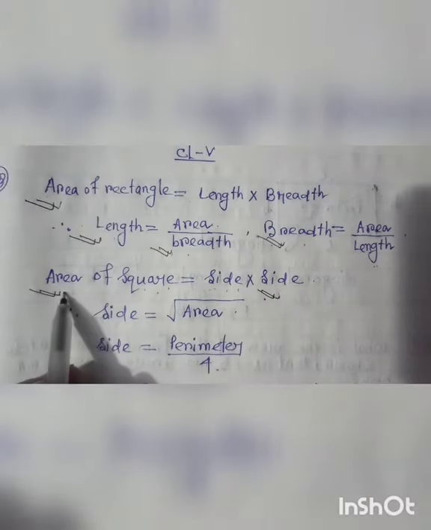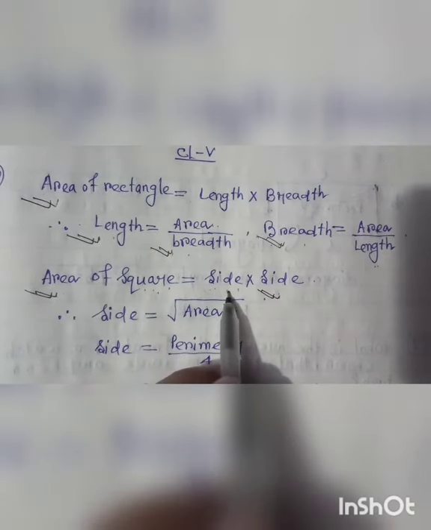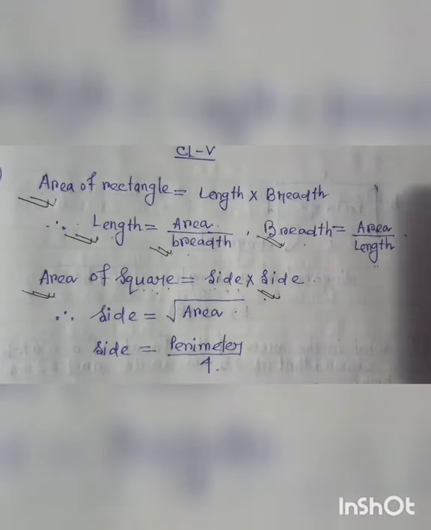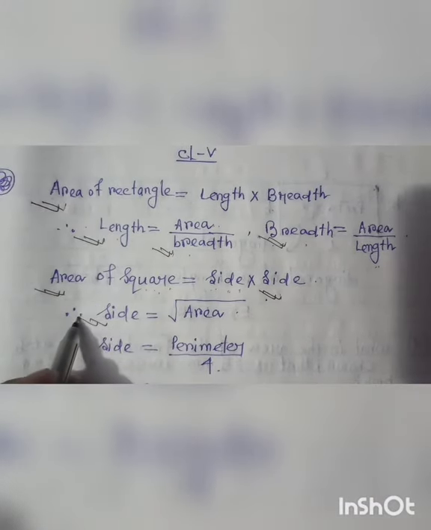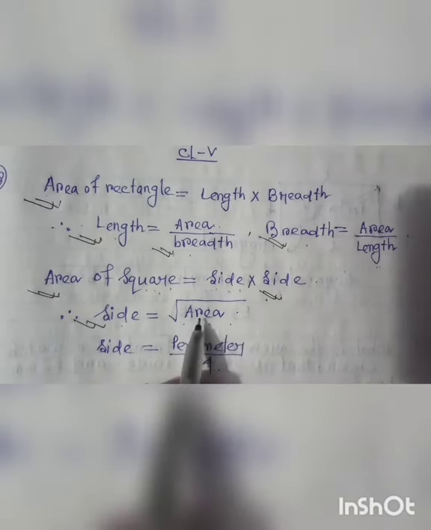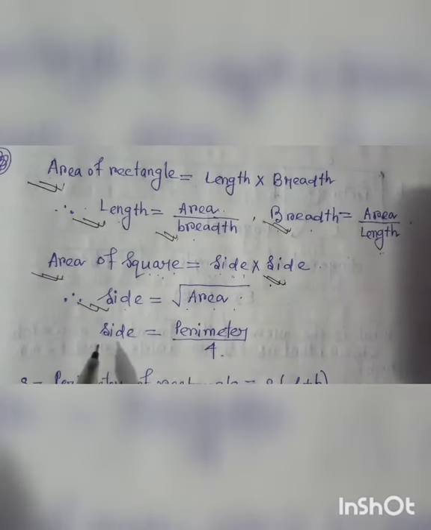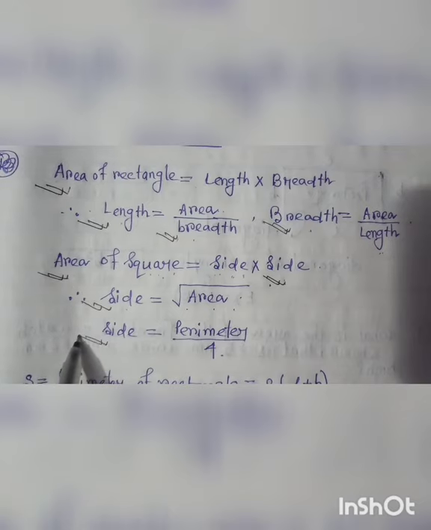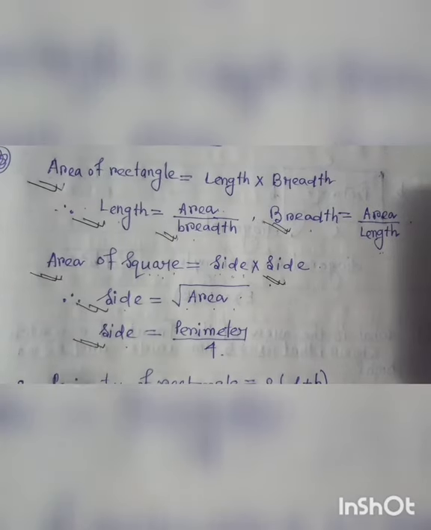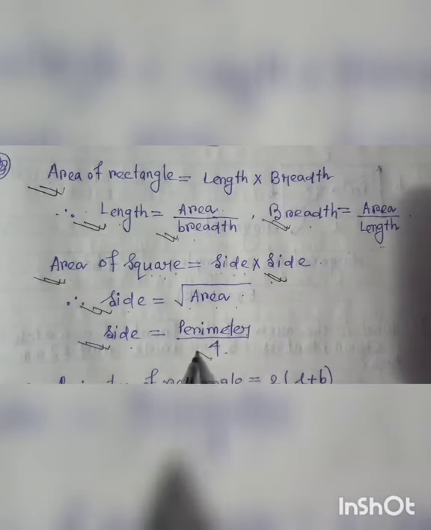If you have the area of the square and you have to find the side of the square, then what you have to do? The side of the square will be the square root of the area. That is, if we find the square root of the area, we will get the side length of the square. And if you have the perimeter of the square, then how to find the side length? Just divide the perimeter of the square by 4. You will get the side length of the square.